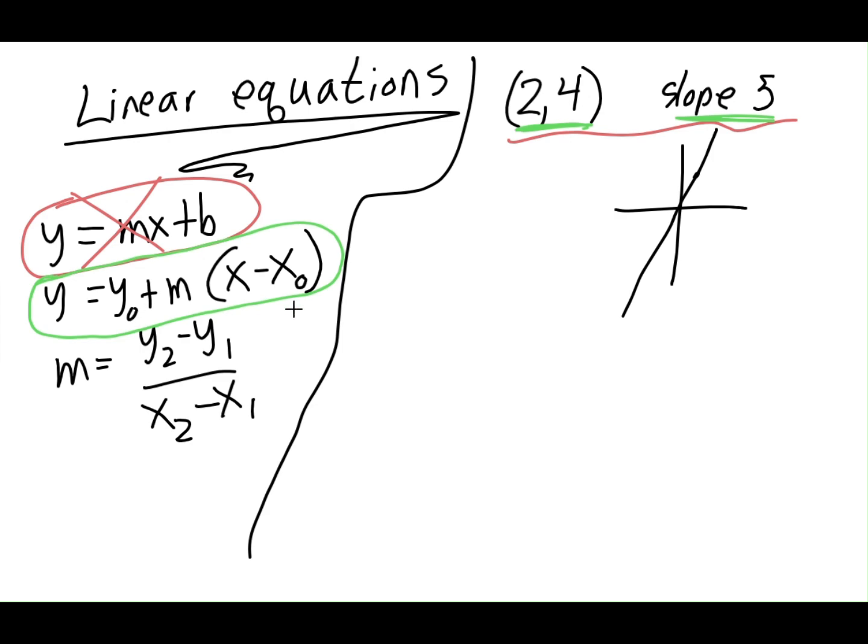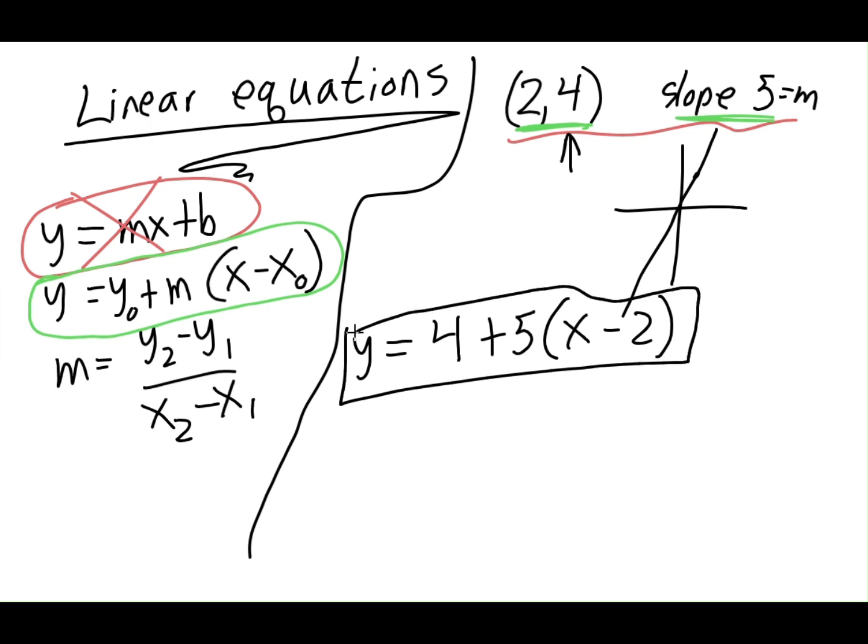So y naught means the y value of the point and x naught means the x value of the point. So we can just plug it all in. y equals y naught, well, that's 4. That's the y value of the point, right? It's the second value in there. Plus m, which is 5. They directly told us that. m is the slope. Times x minus x naught, which is 2. We're done.